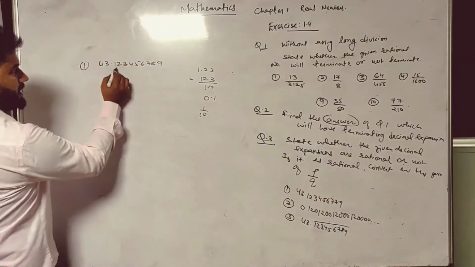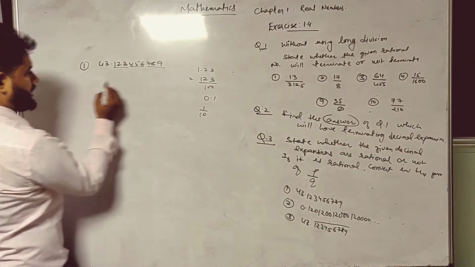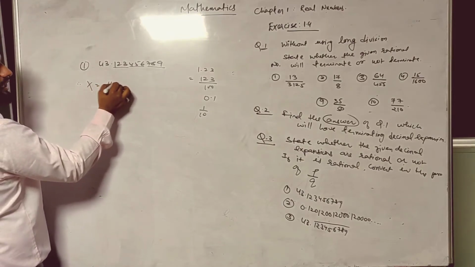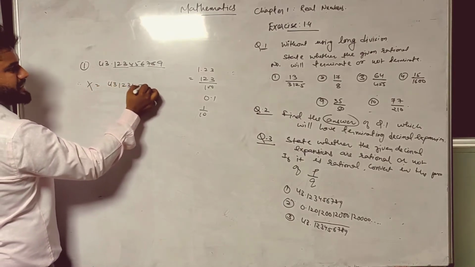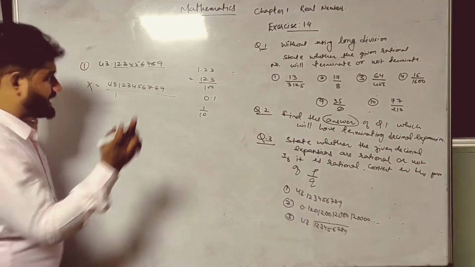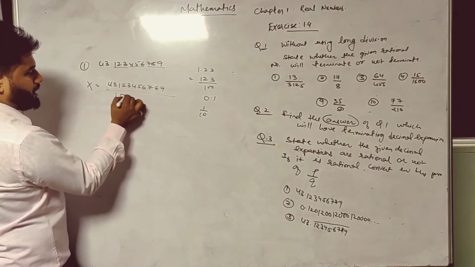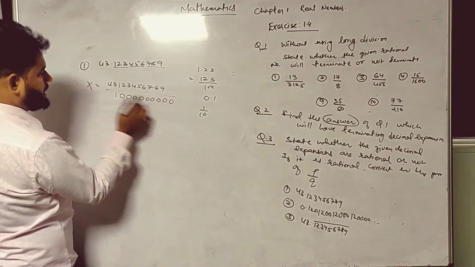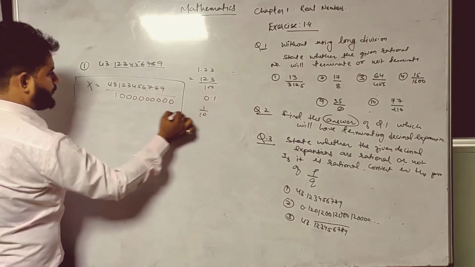So if you look here, 33639 is there. So that number, if I take it as x, will be 43.123456789 upon 1, and how many 0s? Whatever digits are there after the decimal: 9 digits, so 9 zeros. That is the P by Q format.